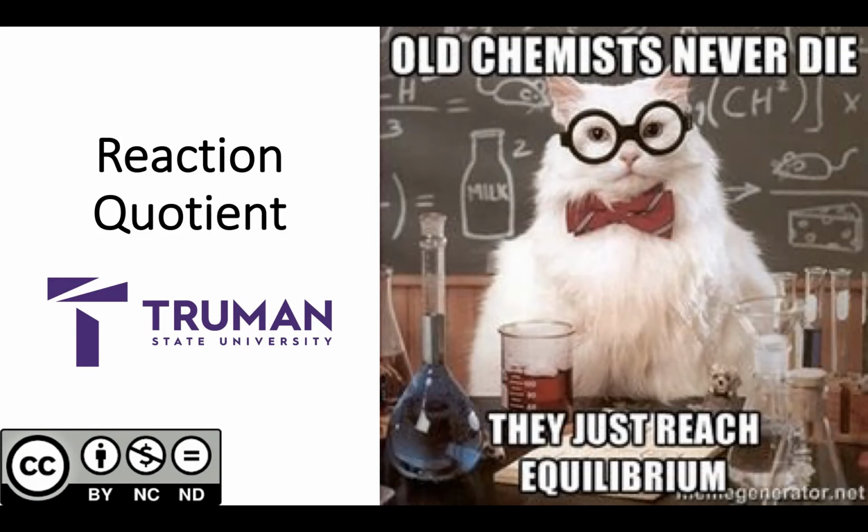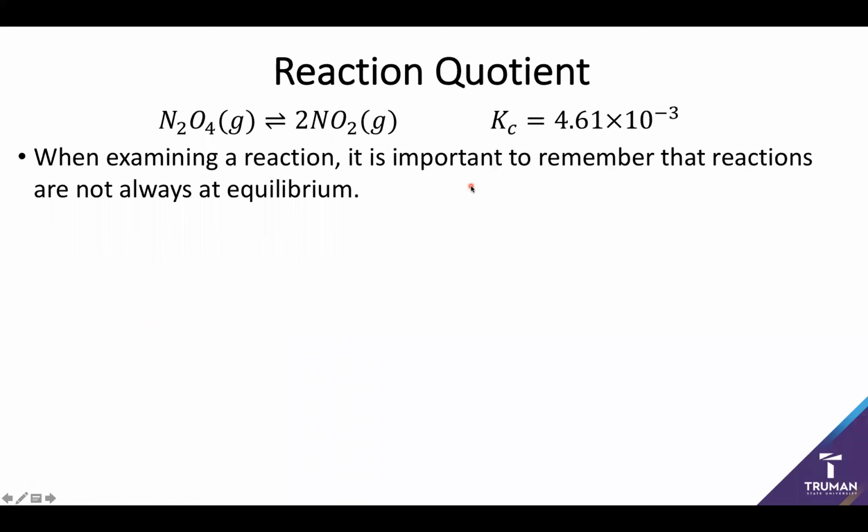So when we're trying to figure out how favorable a reaction is, one of the most important things to remember is the equilibrium constant only tells you what the most favorable ratio of products to reactants is. It doesn't tell you where the reaction is at any given moment.